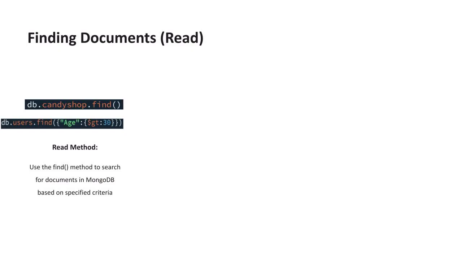For example, if you have a collection of user data, you could use find to retrieve all documents where the age field is greater than 30. MongoDB provides a rich set of query operators to express a wide range of conditions, including equality, comparisons like greater than, less than, range queries, and even text searches. You can also combine multiple conditions using logical operators like and, or, and not to create more complex queries.